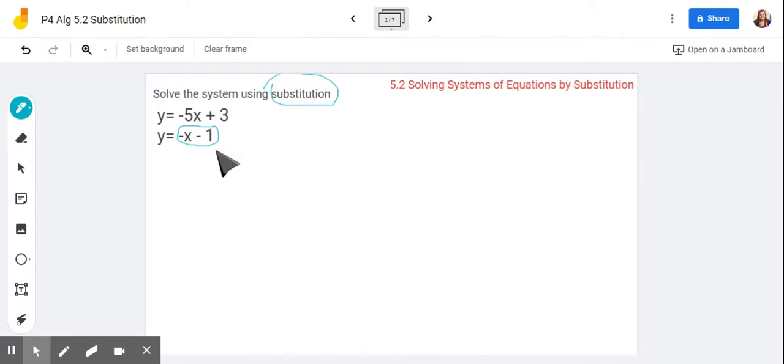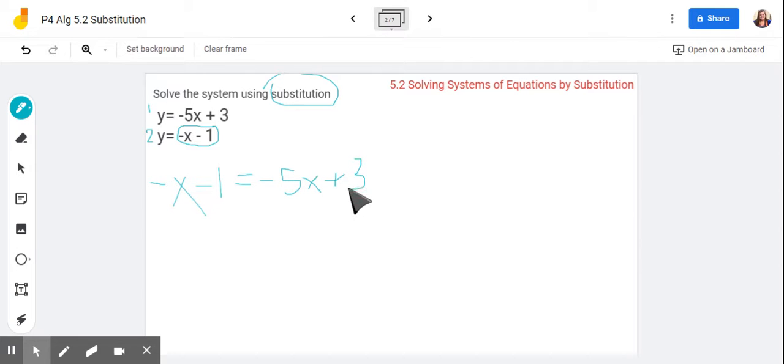So I've circled everything after the equal sign, and that is my blob. Now I'm going to take everything after the equal sign and insert it into equation 1 for y. So I have y equals minus 5x plus 3, so I'm going to put in my blob: minus x minus 1 equals minus 5x plus 3.